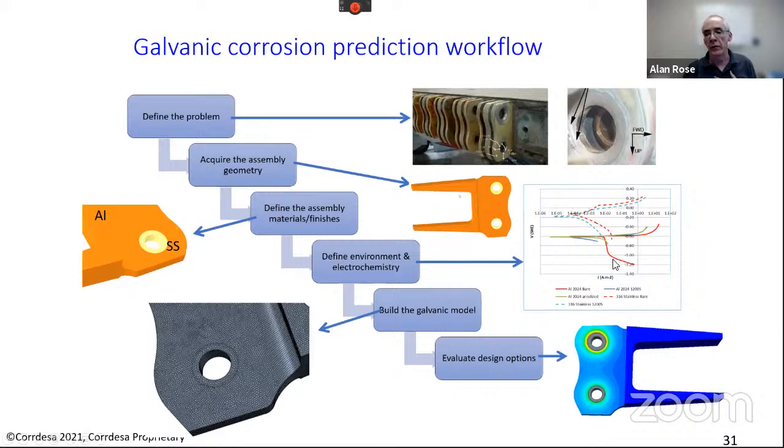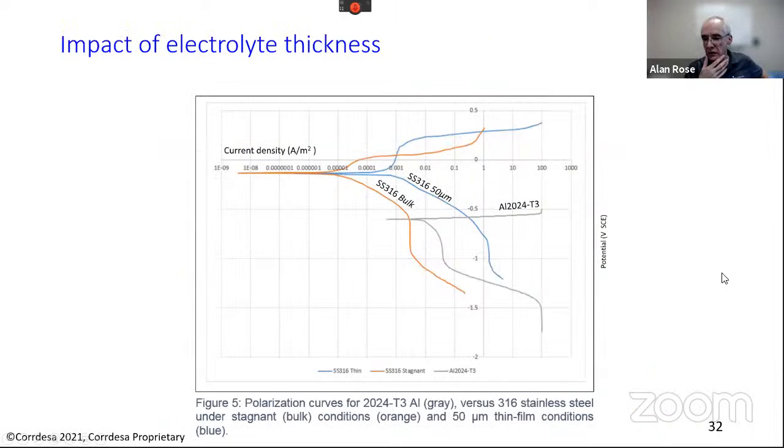And that will, under the hood, pull the appropriate electrochemical data. There are several different electrochemical solvers within the CCM Plus software, and you can solve for the galvanic corrosion. You solve for the potential and the current density, and you can figure out what the corrosion rate will be, given the material information.